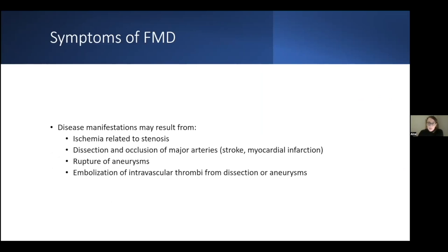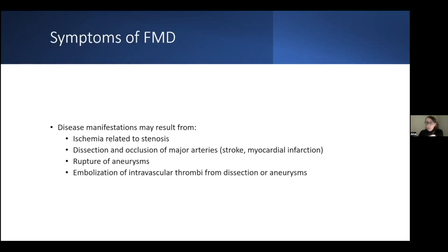How does FMD present itself? So the disease manifestations result from how the FMD is affecting the vessel. It can lead to ischemia as a result of the tightness or the narrowing that we previously mentioned in terms of stenosis. You can get a dissection or an occlusion, or a blockage of a major artery, which will manifest itself as a stroke if it's affecting the blood vessels to the brain, or a heart attack, or what we call myocardial infarction, if it's affecting the coronary arteries.